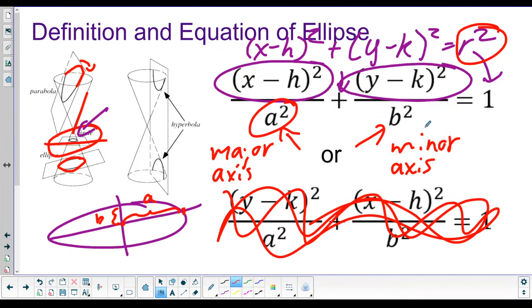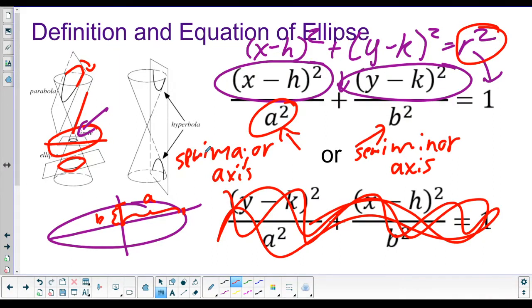So B, not B squared. Right, the formula is B squared. But here, B is the distance from the center of your ellipse to the closest point. This is called your minor axis. Or technically semi.